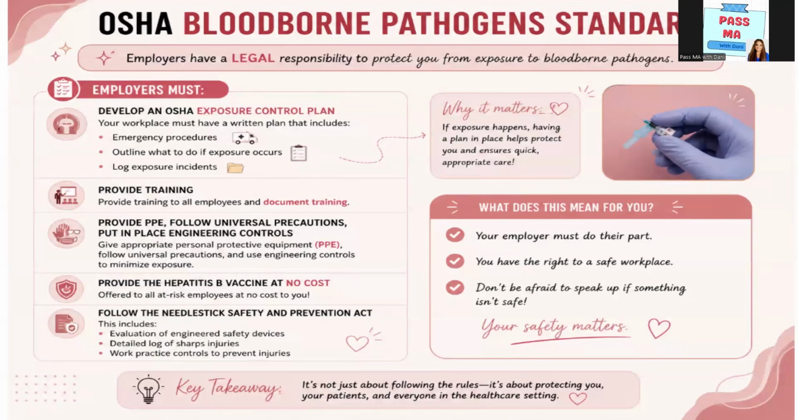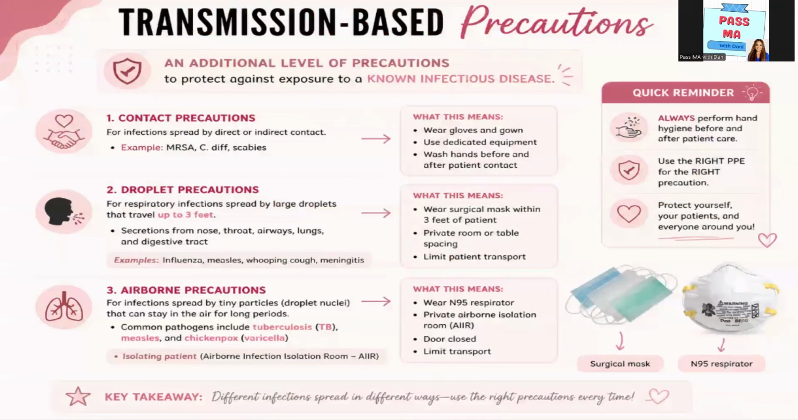And then we have the Needlestick Safety and Prevention Act. This focuses on reducing injuries from sharps. So this includes using safer devices, tracking sharp injuries, and putting systems into place to prevent them. So the big takeaway here is that your employer also has responsibilities. And guess what? You as the employee, guys, you have rights. So you have the right to a safe work environment. And if something doesn't feel safe, please speak up. OSHA is there to protect you as the employee. At the end of the day, your safety matters just as much as your patients.